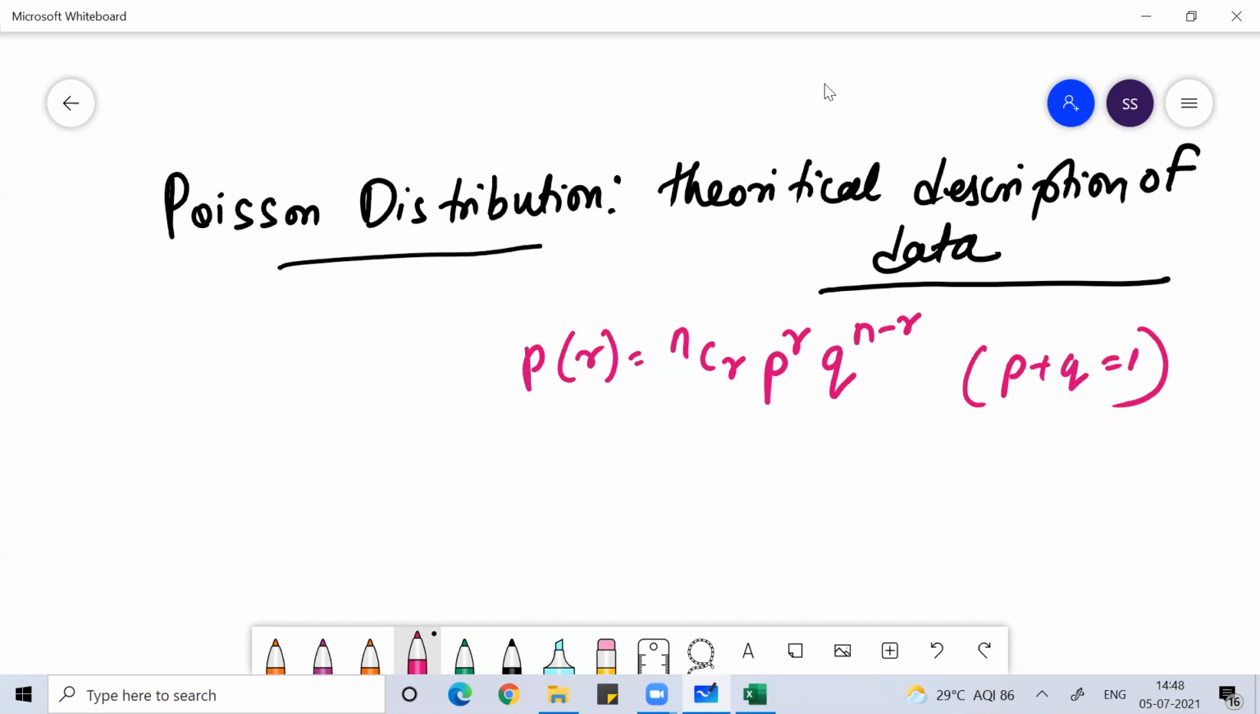In binomial distribution, we have a limited number of trials, and under each trial we have two possible outcomes, either success or failure. Each trial is independent of the previous trial, and the next trial will be independent of the previous trial. Every trial gives you two mutually exclusive outcomes, either success or failure. So that was basically binomial distribution.